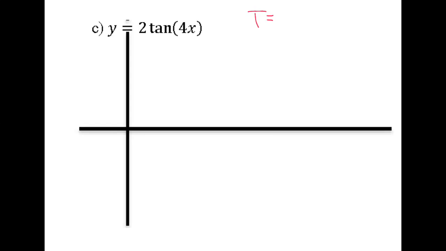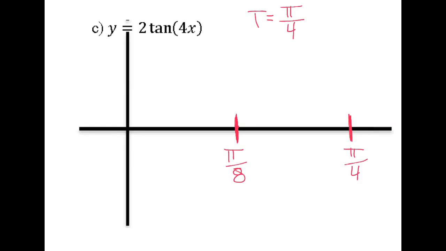Tangent, remember, tan and cotan are a little different than the other four. Tan and cotan have a period of length pi. So we take that period of pi and we divide it by the coefficient on x, which is 4. And so we get a period of pi over 4. So if I cut that in half, half of my period should be pi over 8.